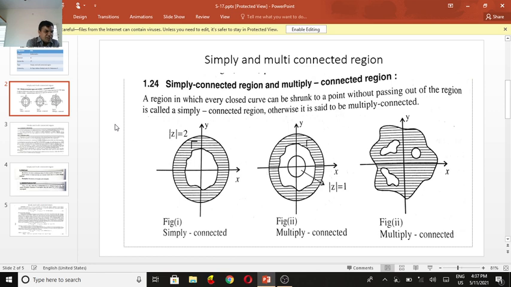Inside, suppose we take a connected region; this is the outside boundary of that. The region is bounded on the xy plane, x axis, y axis, and the center is the origin. Similarly, if we take one more region, the center is again the origin, |z| = 1, inside this circle, and the radius is 1.